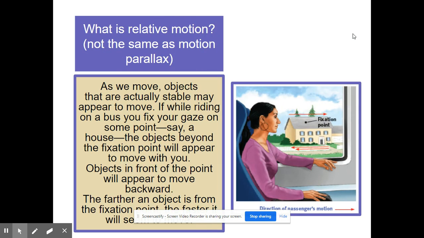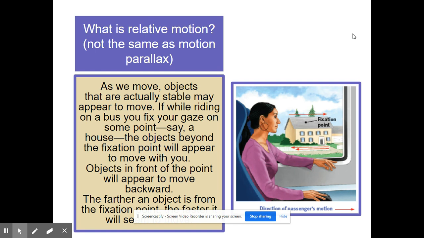How about relative motion? Objects that are stable appear to move. Things we are fixated on move backwards. The further from what we're fixated on, the faster it moves. Have you ever been driving in your car and the moon is out and it seems the moon is moving with you? This is what relative motion refers to.